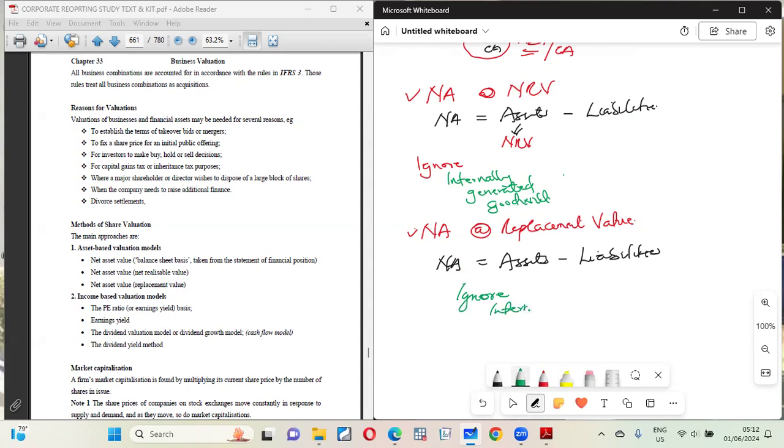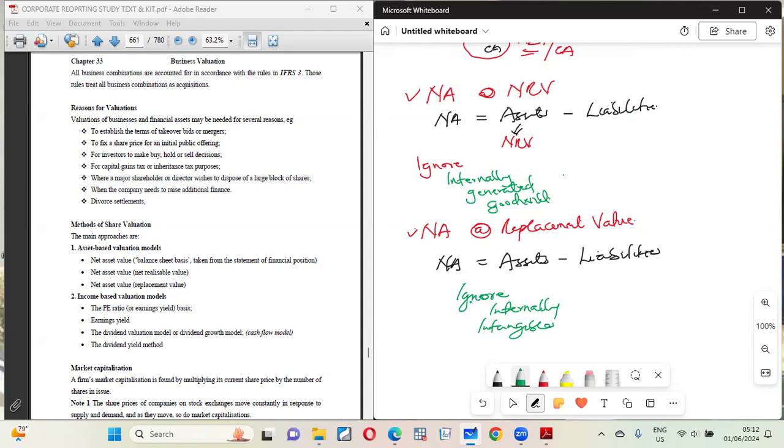Let me not limit it to goodwill. It is internally generated intangibles, all right? Because those things are not assets. They are actually meant to be expensed. All right, so please kindly take note of that.